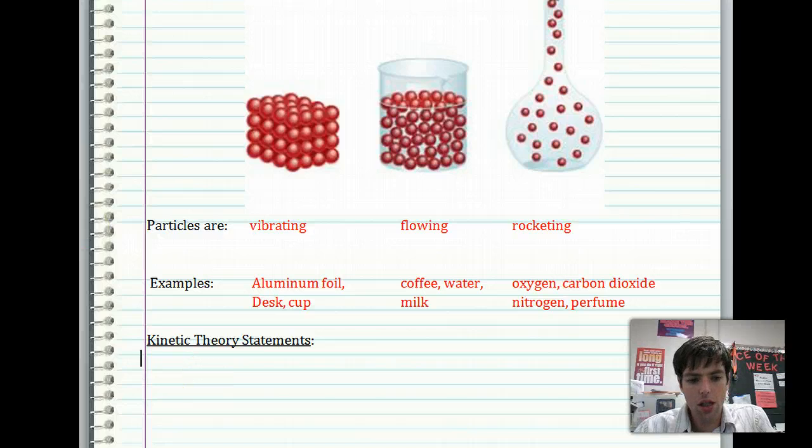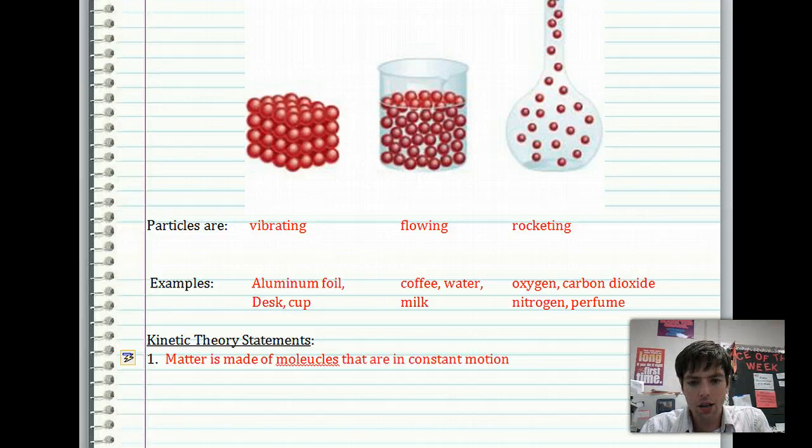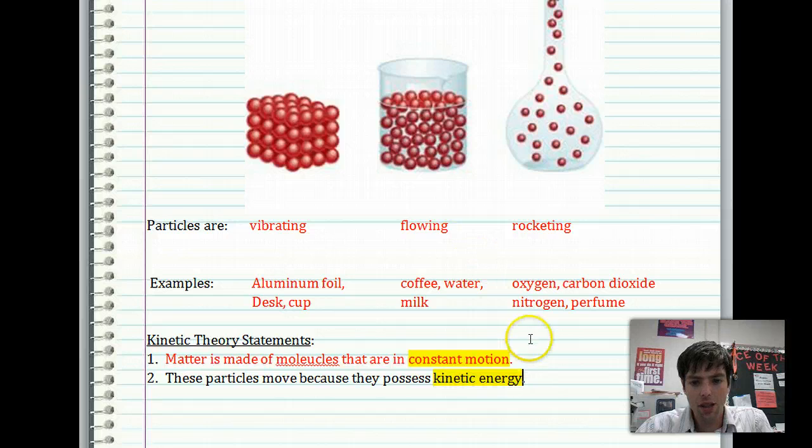Statement number one. Matter is made of molecules that are in constant motion. And that is our key phrase right there, so I'm going to highlight it. Statement two, these particles move because they possess kinetic energy. And I'm going to highlight kinetic energy because that is key.